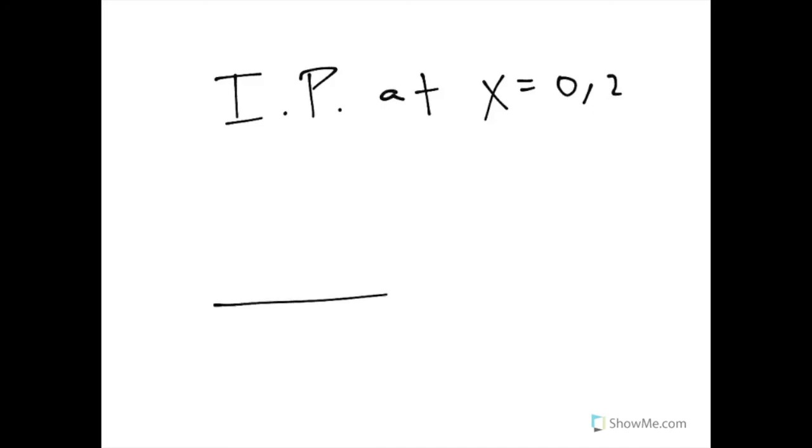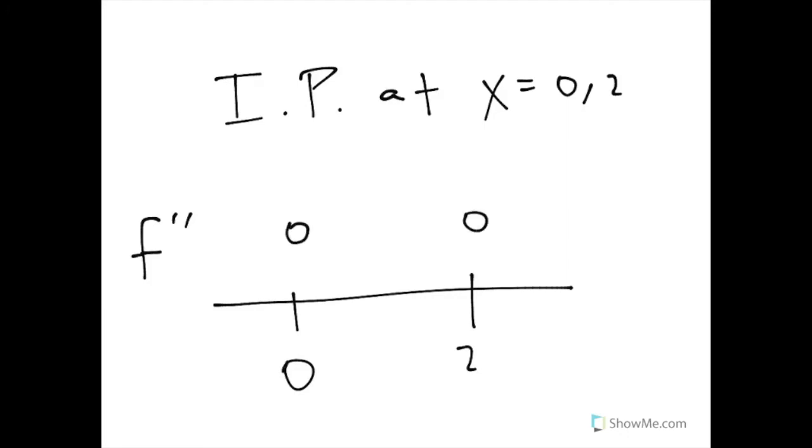Now, this is where we're going to add a little bit to the structure we had on the last example. There are inflection points at x equals 0 and 2. But then the question is, where is f concave up and concave down? This should look very similar. We're going to do something like we did in the last video, but instead of looking at f prime, we're going to look at f double prime. f double prime is equal to 0 at both of those points. And the question is, before 0, between 0 and 2, and after 2, is f double prime positive or negative?